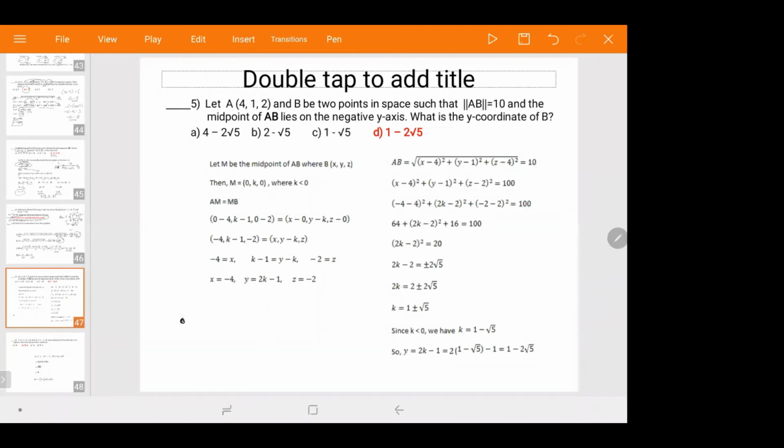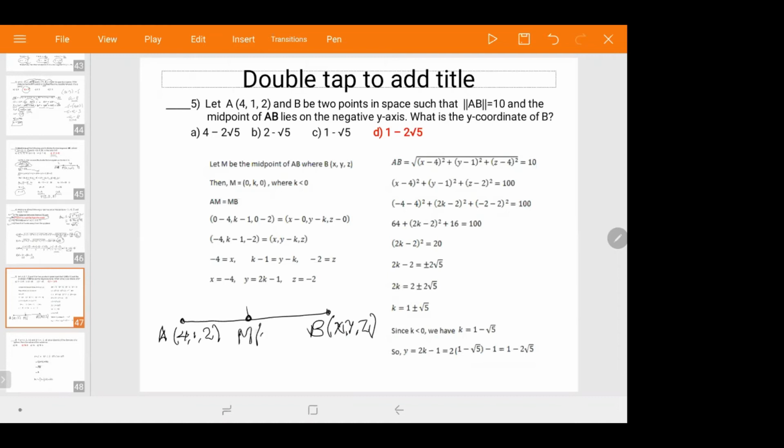Now, here we have given point A and point B. Point A is the ordered triple (4, 1, 2). And B is the other endpoint of the line segment, but its ordered triple is not given. Let it be (x, y, z). Now, the midpoint of AB, it says it lies on the negative y-axis.